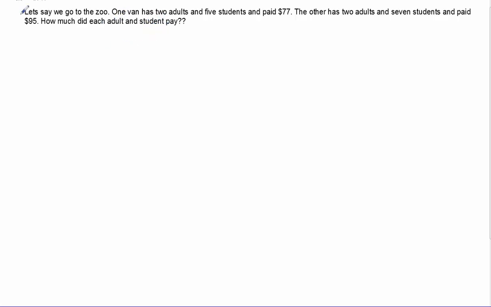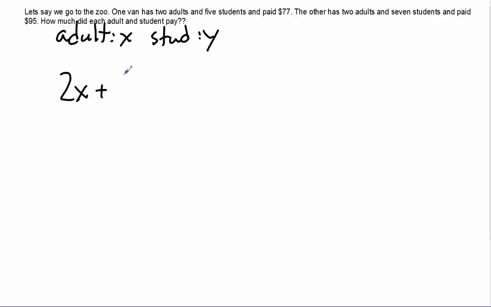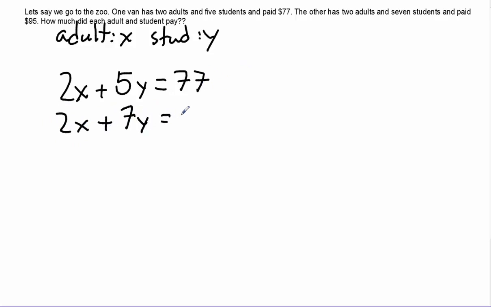Okay. I'm going to say adults can be x, students can be y. So our first equation, aka our first van, had 2 adults, so it's 2x plus 5y because there's 5 students, and they paid a total of $77. Second equation had, again, 2 adults. This one had 7 students, and they paid a total of $95.